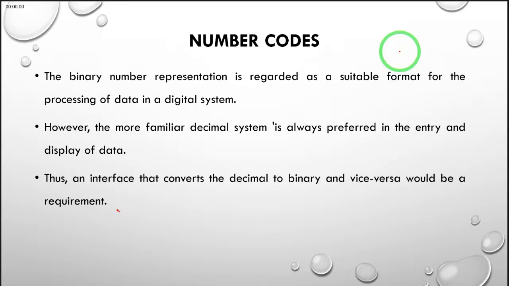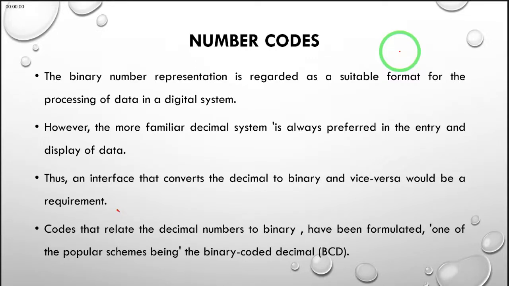The computer uses binary numbers, we use decimal numbers, and therefore there is always an interface that converts decimal to binary and vice versa, for the computer to display to us and for us to input our required data in the format that we best understand. So we say that codes are used to enable the interface to do the conversions, and codes that relate decimal numbers to binary numbers have been formulated. One of the most common is called binary coded decimal, normally known as BCD code.